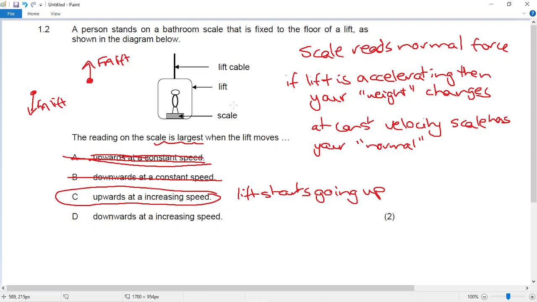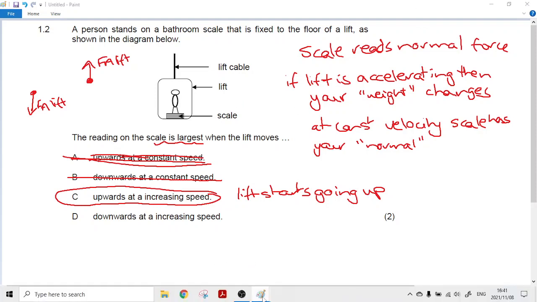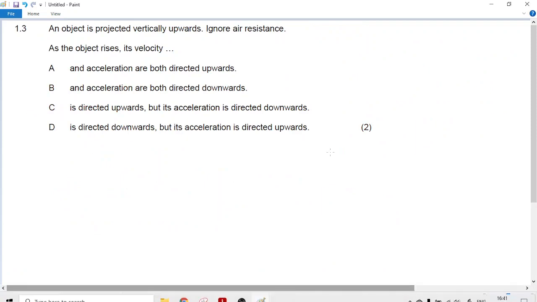You feel heavy when the lift is pushing up on your feet because you are accelerating to go upwards. And when do you feel light? When the lift is falling away from your feet because you are going faster, going downwards. So it depends on where is the net force. Is the net force from the lift upwards or is the net force from the lift downwards? But you will feel heavy, which is when there's a big reading on the scale, when the lift is moving upwards at an increasing speed.